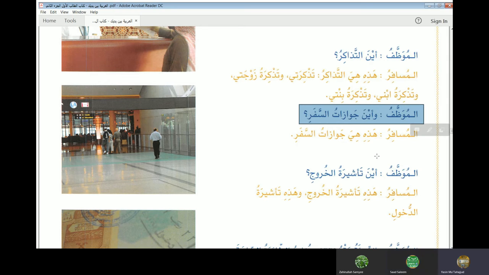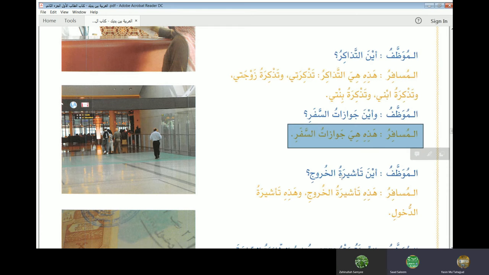Wa ayna jawazat al-safar? Jawazat al-safar. Okay, and where are your wife traveling? Or where are your husband traveling? And where are your passports? Oh, that's passports? Yes. Okay, where are your passports? Here is my passport.